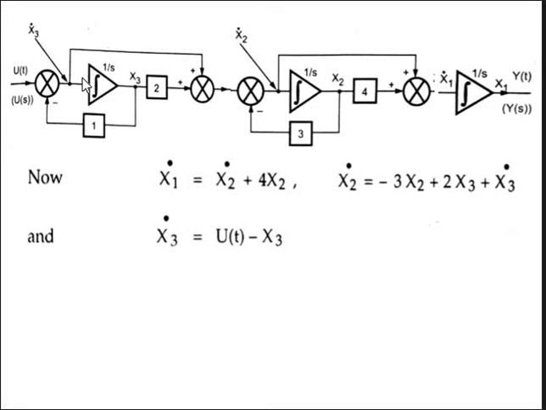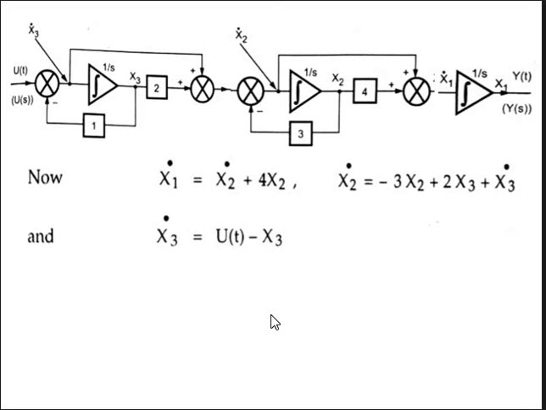And x3 dot of t is equal to this summation output. This summation again has two inputs. One input is u of t, and the second input is minus 1 multiplied with x3 of t. So x3 dot of t is equal to u of t minus x3 of t. So these are the three equations.